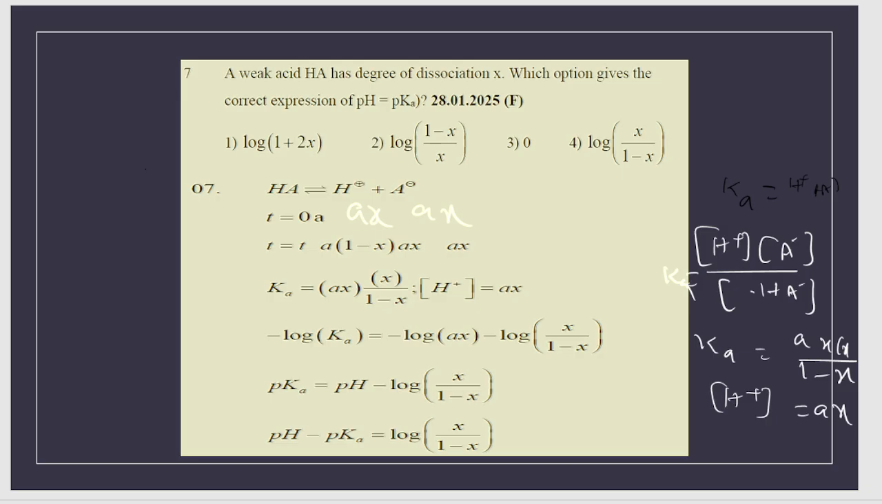If we take the negative logarithm for the Ka value, you will get minus log Ka is equal to minus log AX minus log X by 1 minus X. Okay, minus log Ka is nothing but pKa, minus log AX is nothing but, as it is the H plus ion concentration, it is pH, and finally pH minus pKa is nothing but log X by 1 minus X.